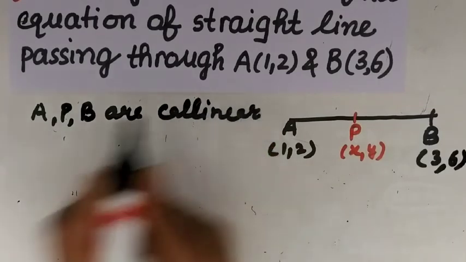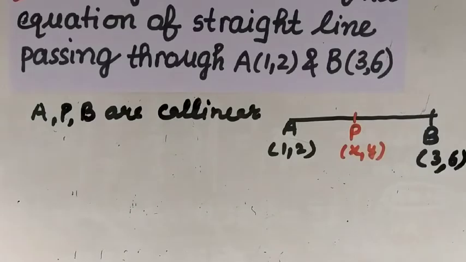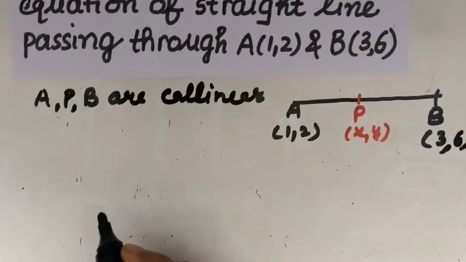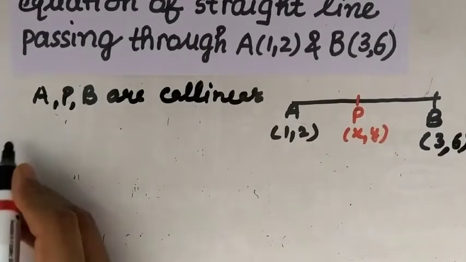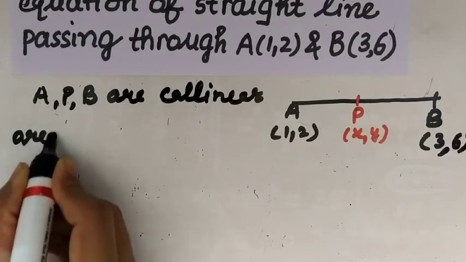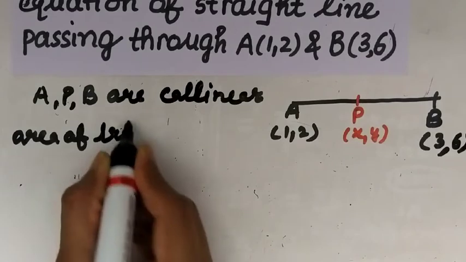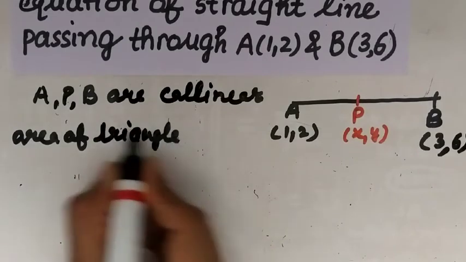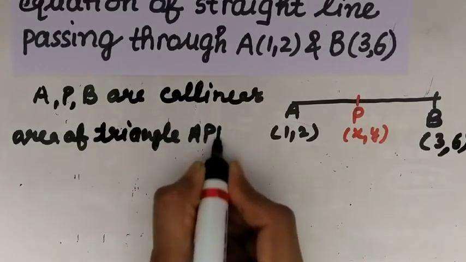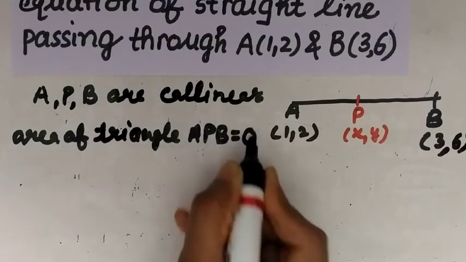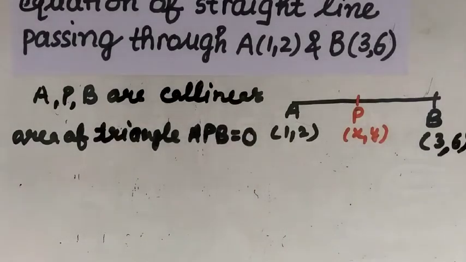Now as all these 3 points are collinear, we can say area of triangle APB is equal to 0, because all these 3 points are collinear. So therefore, area of triangle APB is equal to 0, as all these 3 points A, P, B are collinear.